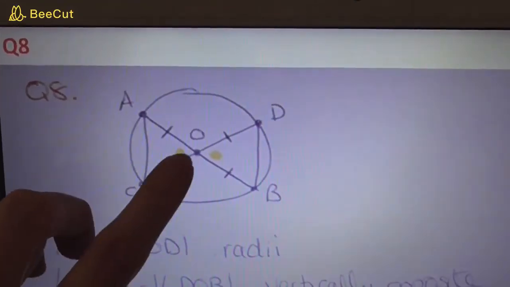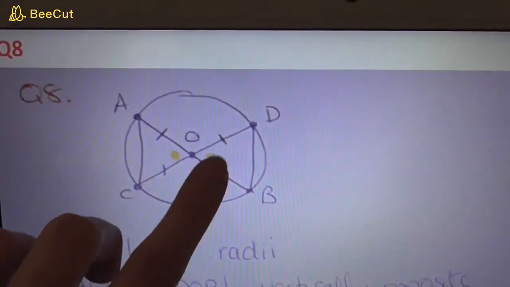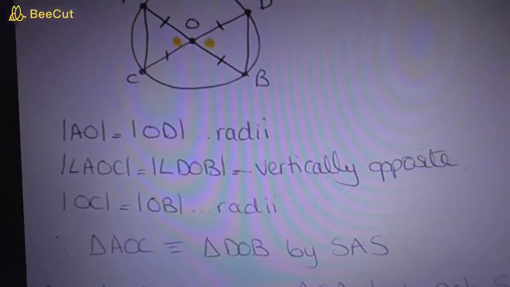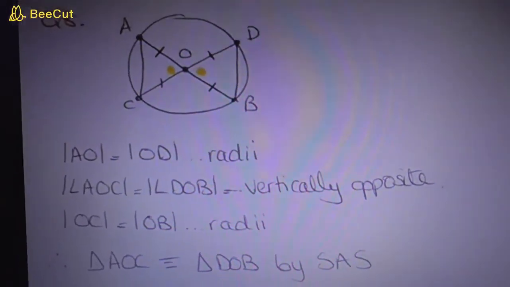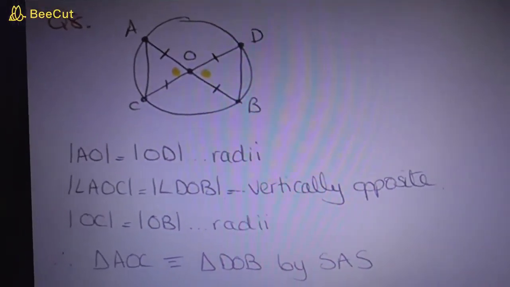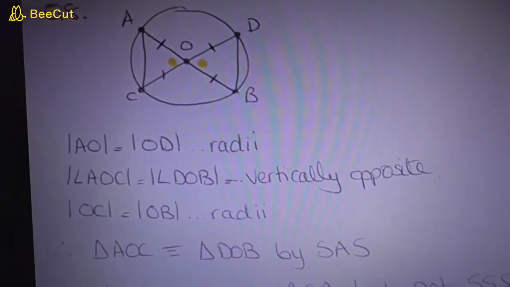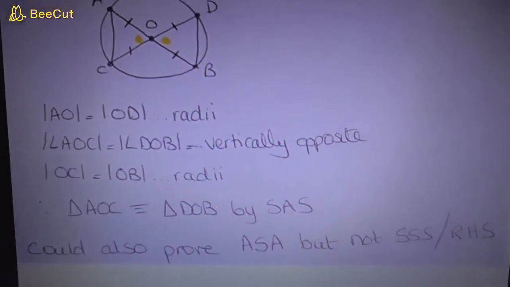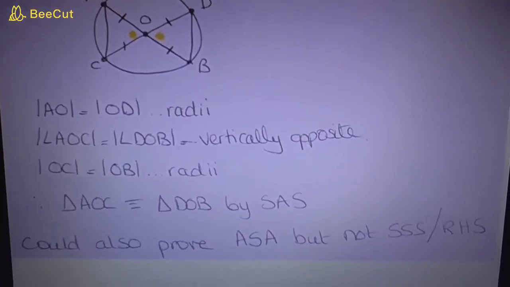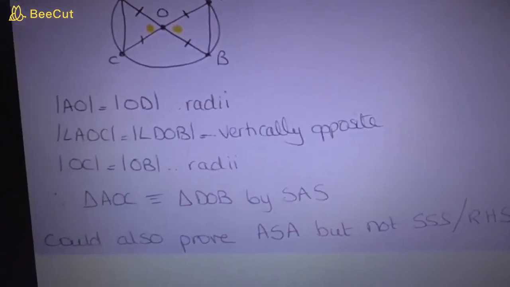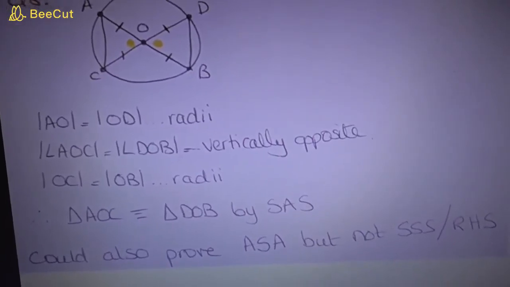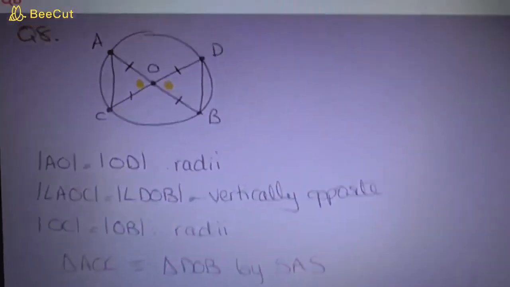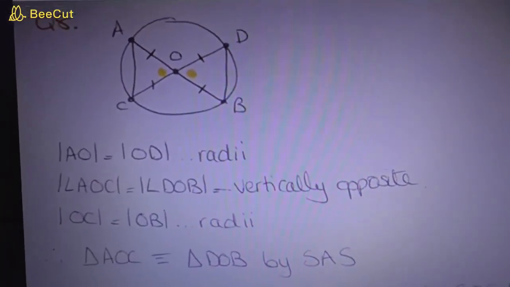So that means I have a side, an angle, and a side. So what you're labelling: AO is the same length as OD because they're both radii. Angle AOC is equal to angle DOB because they're vertically opposite. And the length of OC is equal to the length of OB because they're both radii. Therefore, triangle AOC is congruent to triangle DOB by side angle side. You could also try and prove angle side angle. Hang on, no, you can't. You can't prove angle side angle because you don't have enough information to do that. So you can't prove anything other than side angle side for this particular question.